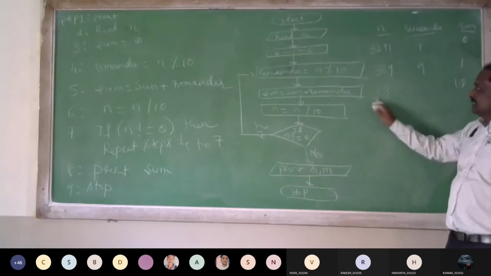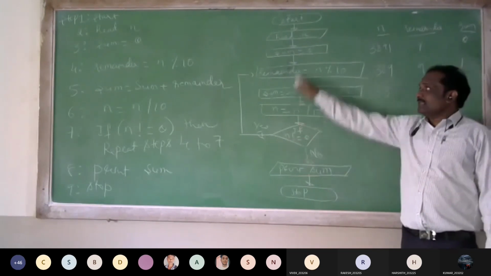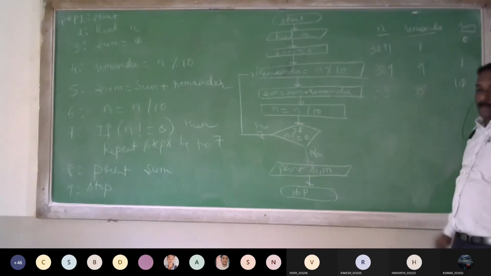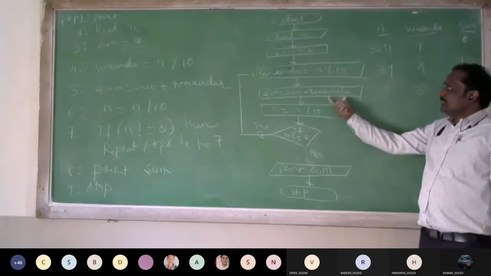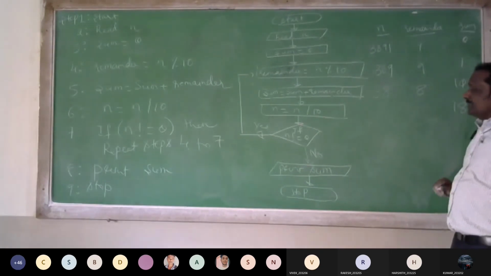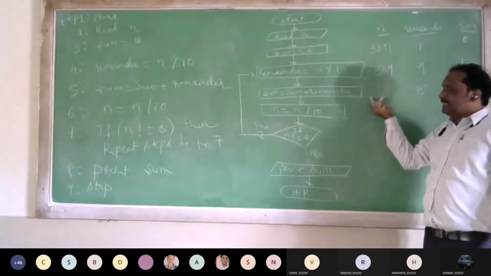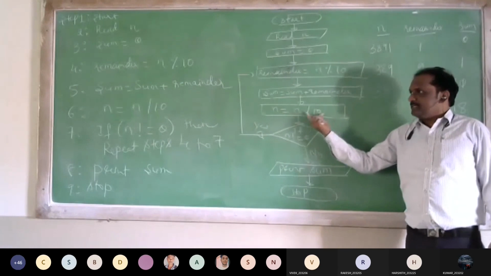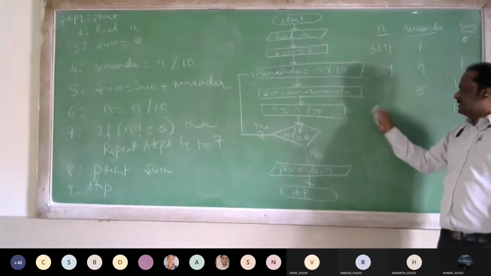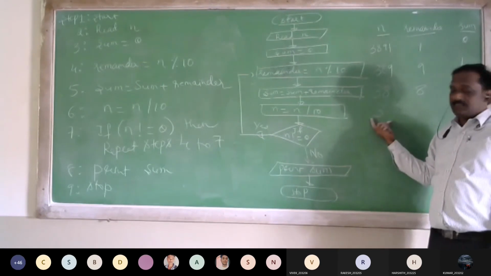N is 38. Is 38 not equal to 0? Yes, so get the last digit. What is the last digit? Last digit is 8, the remainder. Add that remainder. 10 plus 8, 18. Now we have worked with 8. Now we have to get 3. How will we get 3? N is equal to n by 10. 38 by 10 is 3.